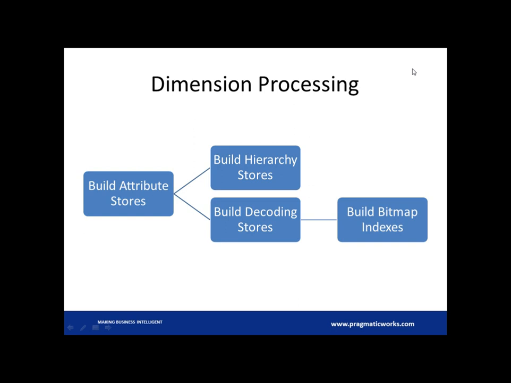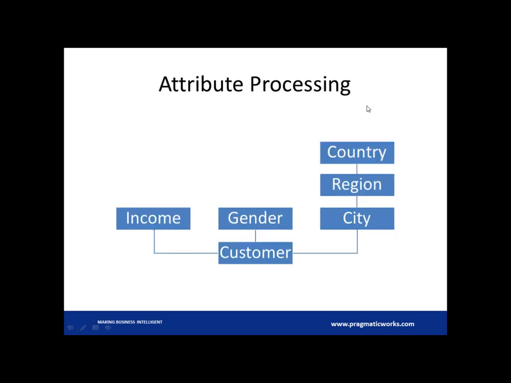Decoding stores are what allow analysis services to quickly traverse the hierarchies. So it allows you to look up higher level members of a hierarchy based on the identifiers for lower level members of a hierarchy. And then finally you have the bitmapped indexes that again are there to accelerate the lookup of information within the dimension. So let's take a closer look at building the attribute stores.